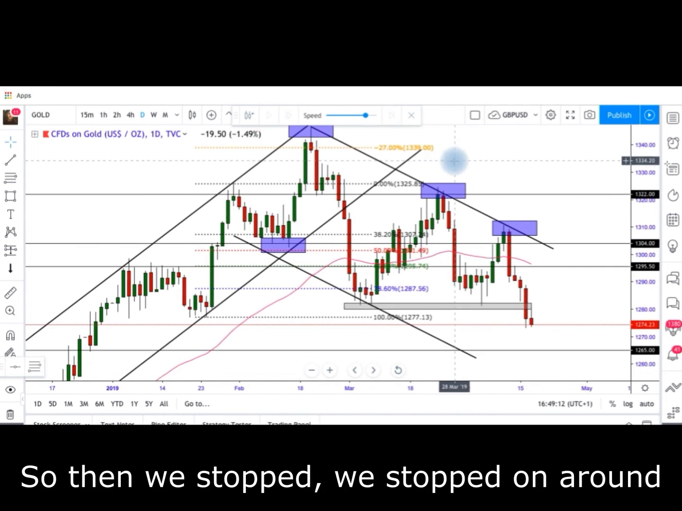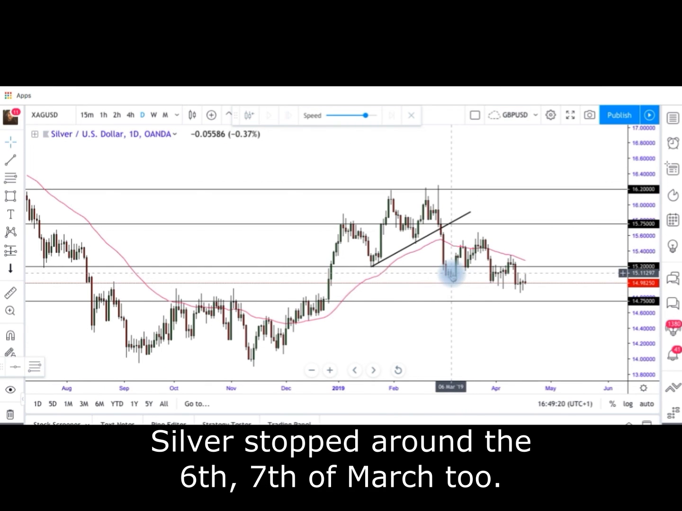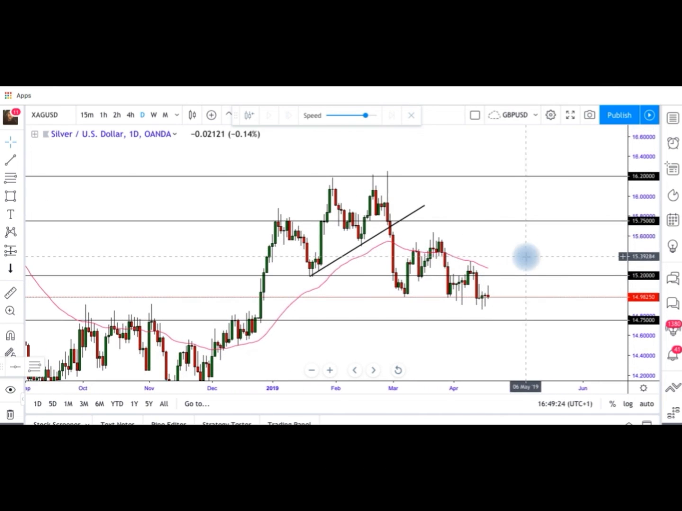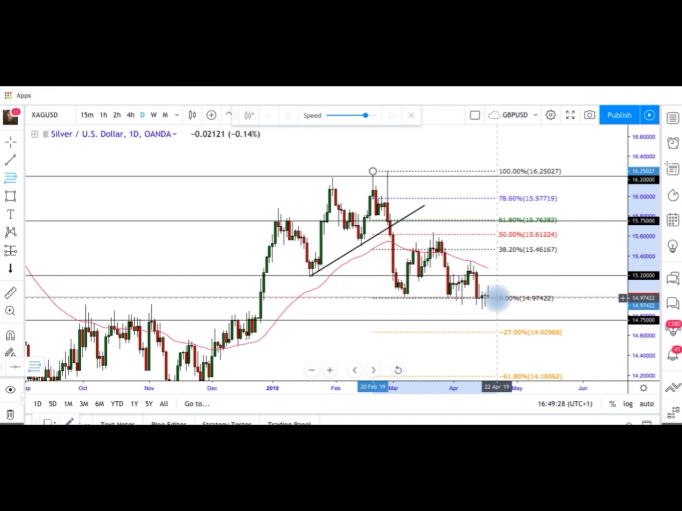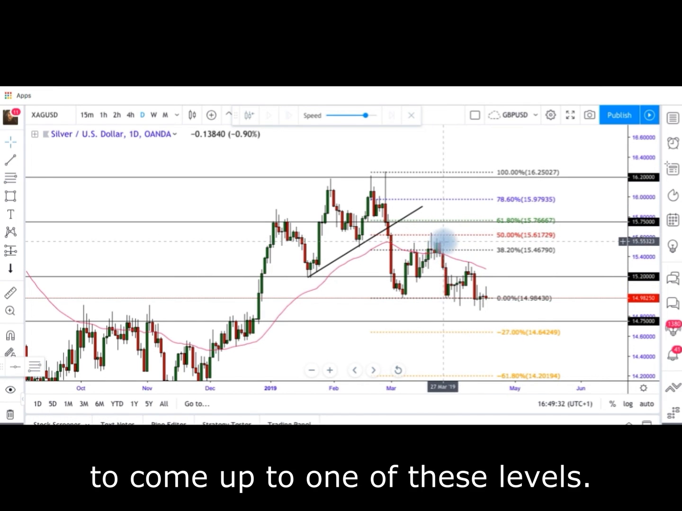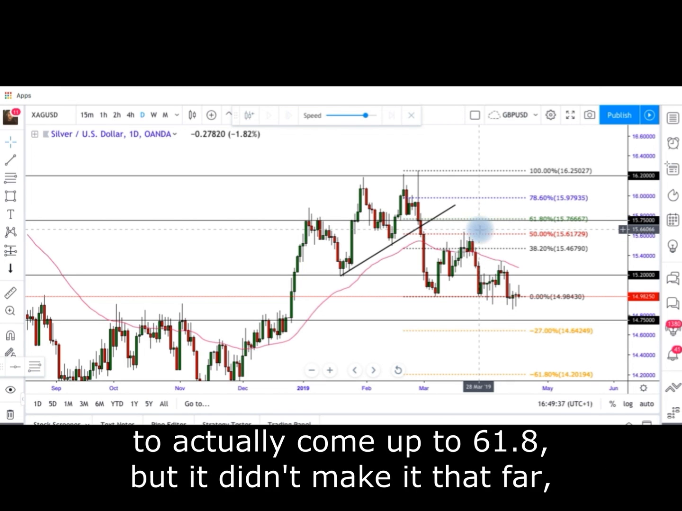Okay, so that's that. So then we stopped. We stopped around the 6th of March. What did silver do? Silver stopped around the 6th, 7th of March too. Now, when silver was coming up like this, we could have done the exact thing that we did to gold. We're also anticipating for silver to come up to one of these levels. In this particular scenario, we probably would have expected silver to actually come up to this 1.8, but it didn't make it that far.